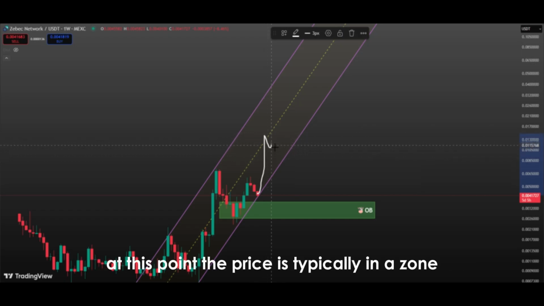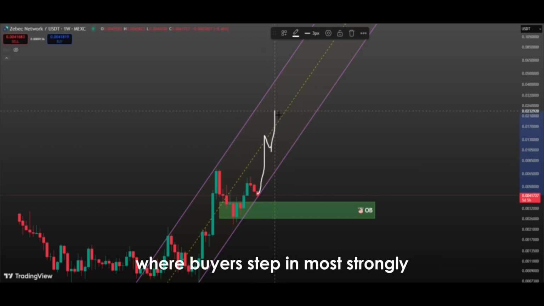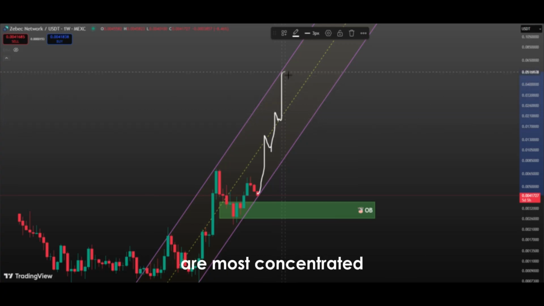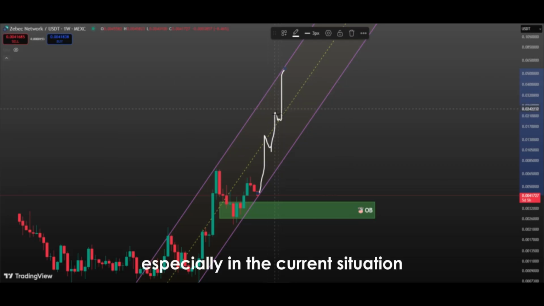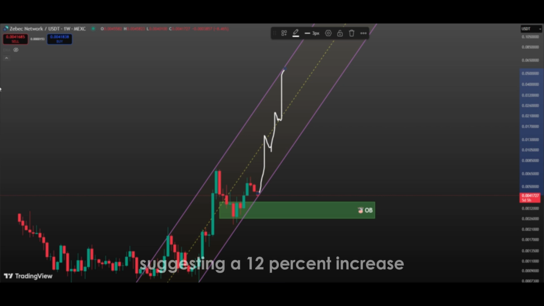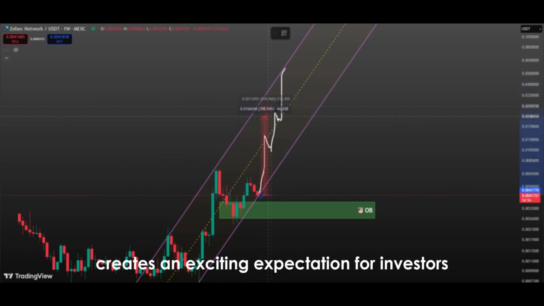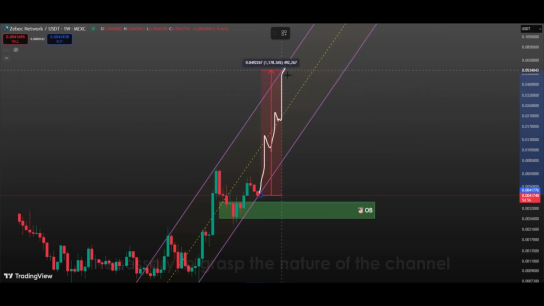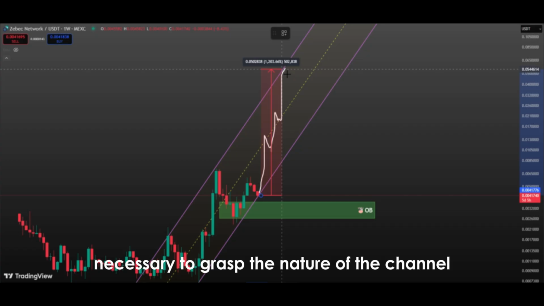At this point, the price is typically in a zone where buyers step in most strongly and the forces driving the trend upward are most concentrated. Especially in the current situation, the potential for a move toward the upper band, suggesting a 1,200% increase, creates an exciting expectation for investors. To understand this scenario, it is first necessary to grasp the nature of the channel.